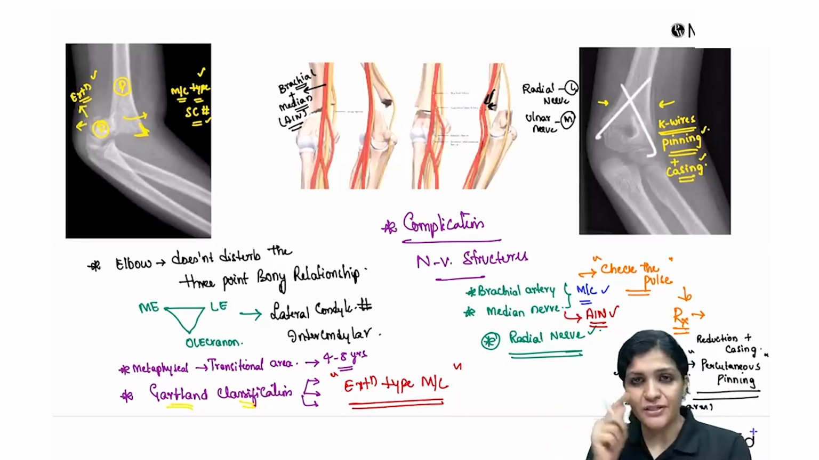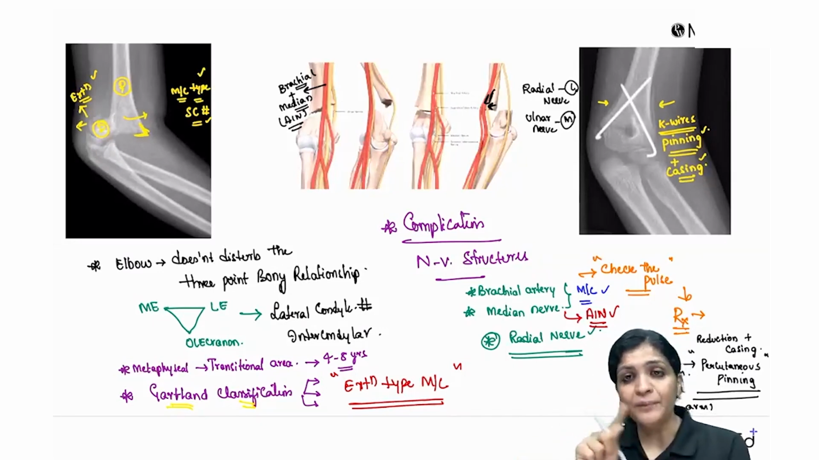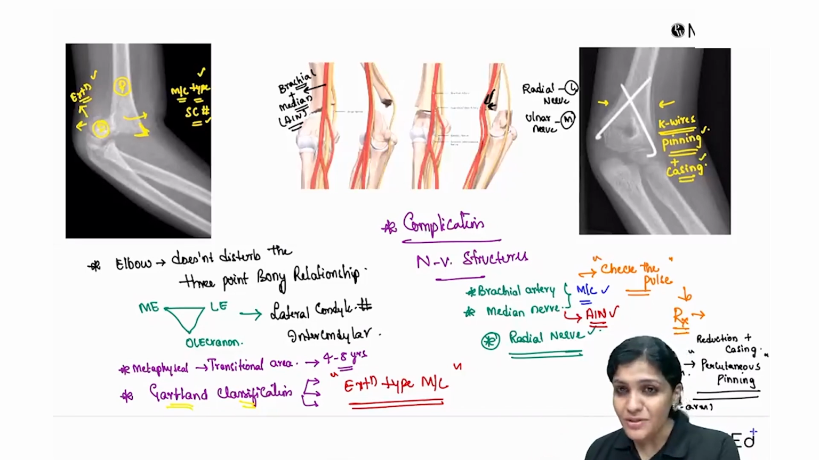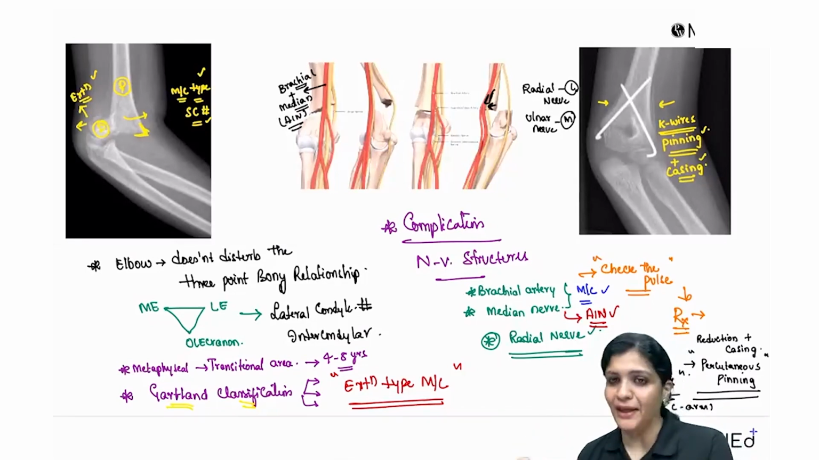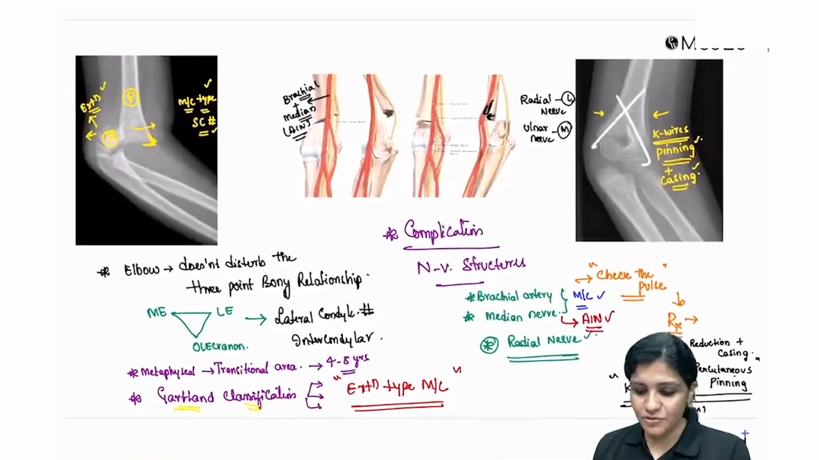And what are the complications? The brachial artery, the median nerve, the anterior interosseous nerve, followed by the radial or the medial ulnar nerve based upon the displacement. And what is the first thing you have to do whenever you see the fracture? You have to always check the pulse. So if the pulse is maintained, you have to reduce it carefully under the C-arm, and then you can do percutaneous pinning followed by casting. So that is how you treat it.